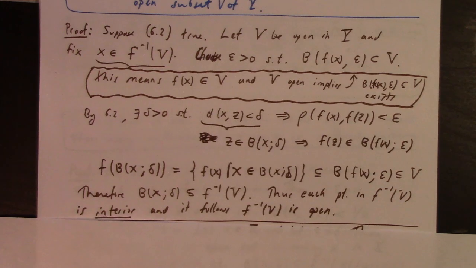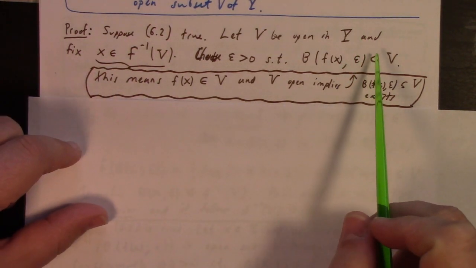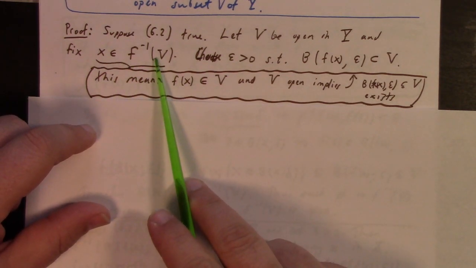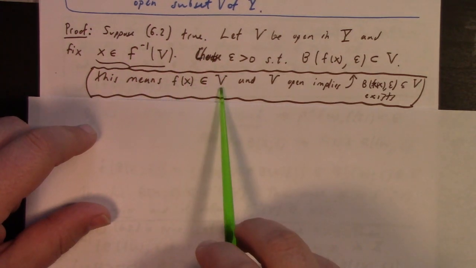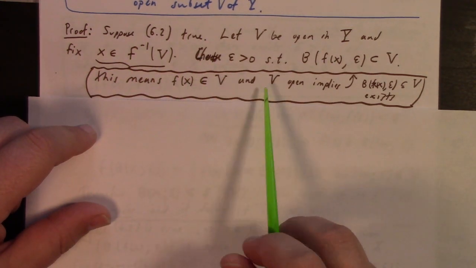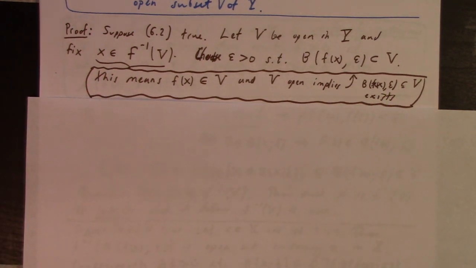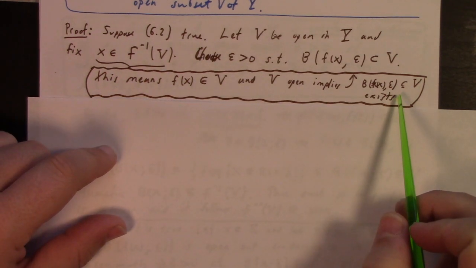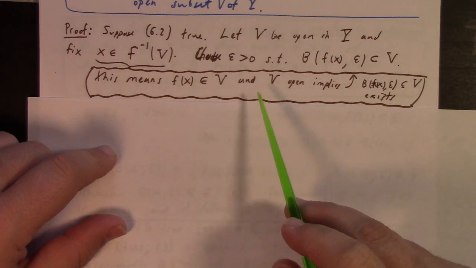So if 6.2 is true, let V be open in Y, and let x be in the inverse image of this open set, right? By the way, that means that f of x is in V, and since V is open, that implies that there exists an open ball of some radius around f of x in V, by the fact that every point in V is interior.